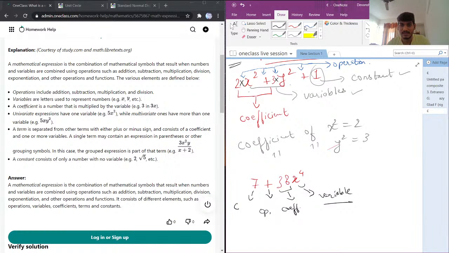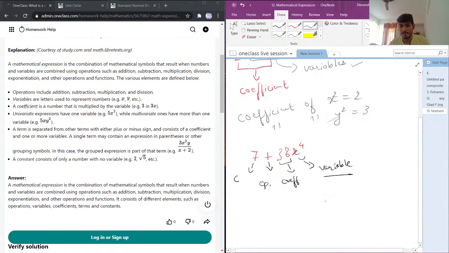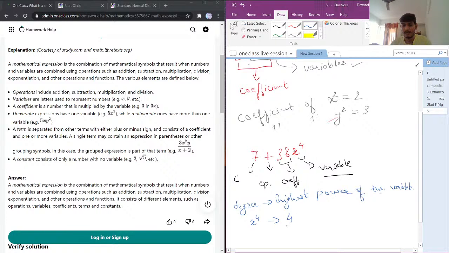We also have one more thing: the degree of the expression. Polynomial expressions also have degrees. The degree is basically the highest power of the variable. The highest power of the variable is 4 in my case, it is x power 4, so 4 is my degree. This is just for extra knowledge: if someone asks what the degree of this expression is, you can look at it, find the highest power of the variable, and that is the degree of the expression. And again we can write any constant.